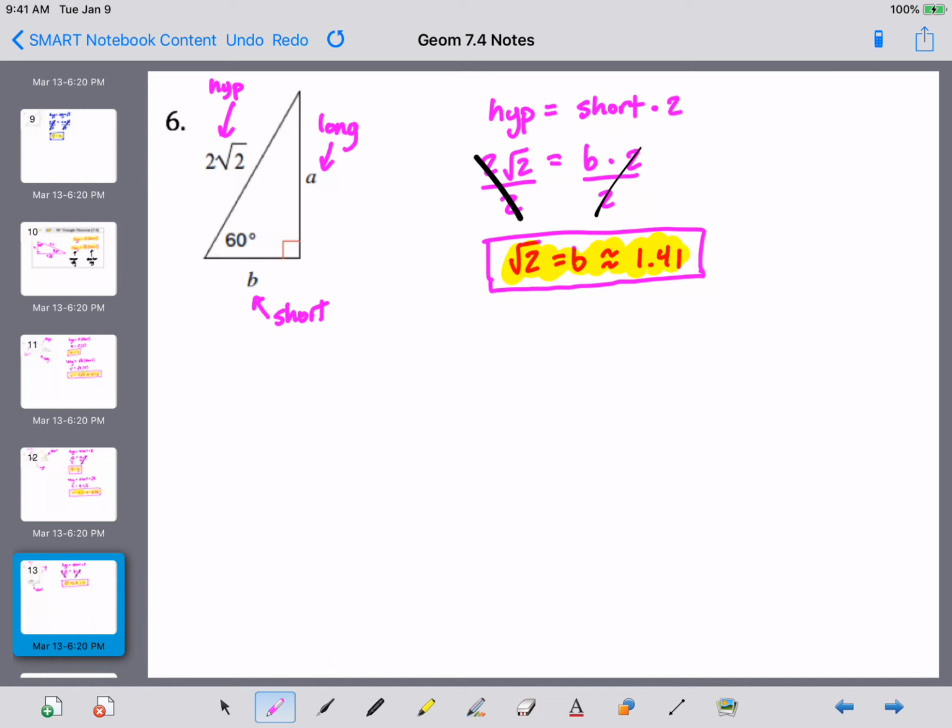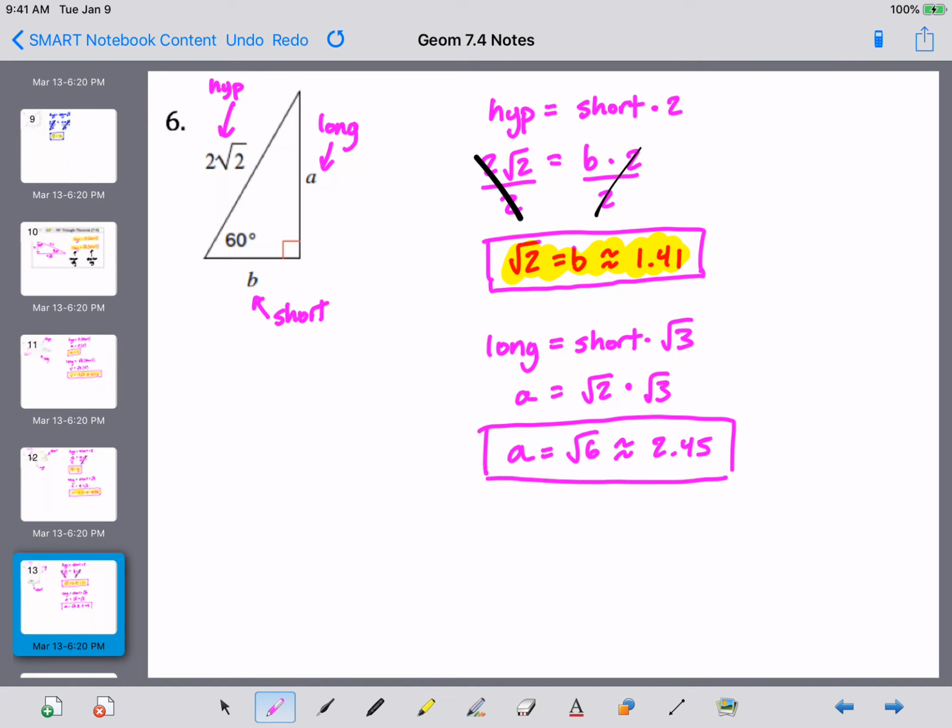Then our last step here is going to set up that the long equals the short times the square root of 3. So now we know the long, we're using a for that. The short we just calculated is the square root of 2. And if we multiply that by the square root of 3, we end up with the square root of 6, which would be your simplest radical form. And as a decimal, the square root of 6 is approximately 2.45. So there is the length of the longer leg.